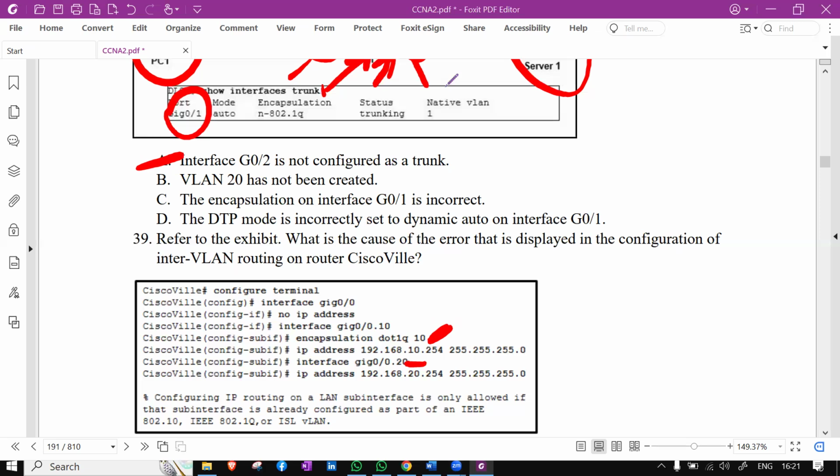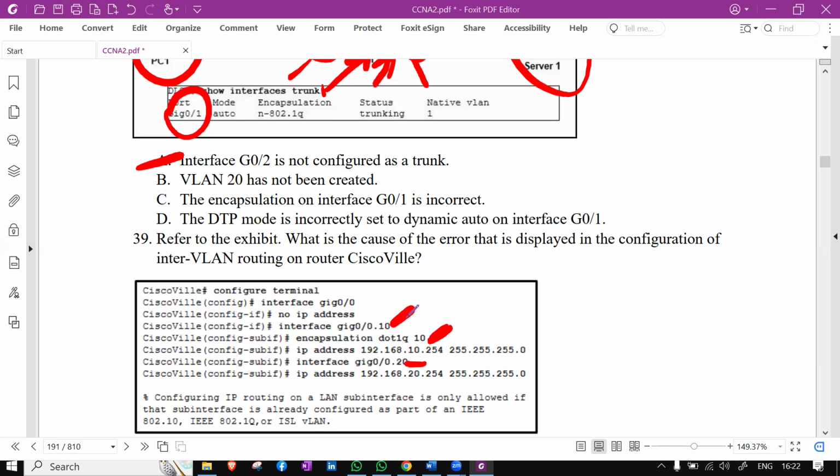I was saying that sub interface .20 has not been configured with 802.1Q encapsulation. I didn't realize that I had muted. I think that's where the problem is. The next question is what the encapsulation dot1Q command is for. This one is to create a sub interface.